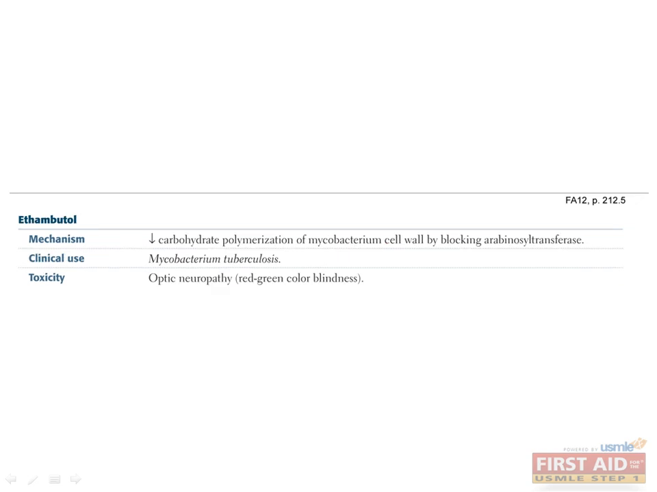Ethambutol is the final drug in the four-drug therapy, remember the mnemonic RIPE, used to treat M. tuberculosis. It works by blocking the enzyme arabinosyltransferase, which ultimately decreases carbohydrate polymerization of the cell wall of M. tuberculosis. Remember the unique toxicity that can be caused by ethambutol, which is optic neuropathy, resulting in red-green color blindness.